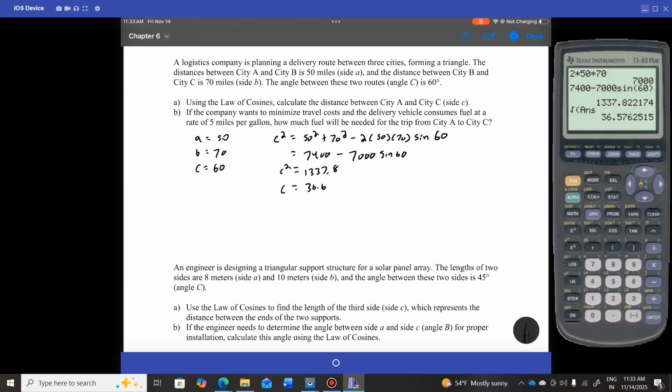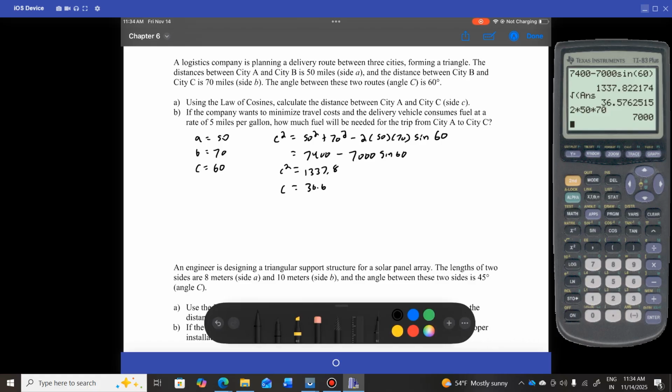Alright, if the company wants to minimize travel costs and the delivery vehicle consumes fuel at a rate of 5 miles per gallon, how much fuel will be needed for the trip from city A to city C? So we know, I'm going to double check my math here real quick. 2 times 50 times 70, 7,000. Oh, I did sine 60. I see what I did wrong. Okay. I wrote it wrong both times. There's law of cosines. This is cosine, this is cosine.